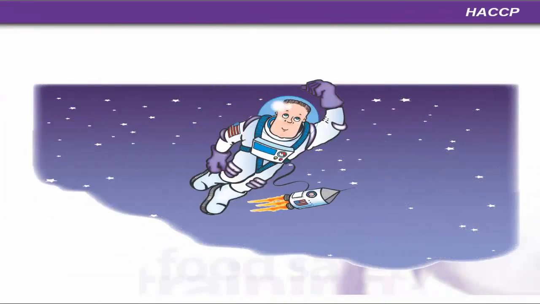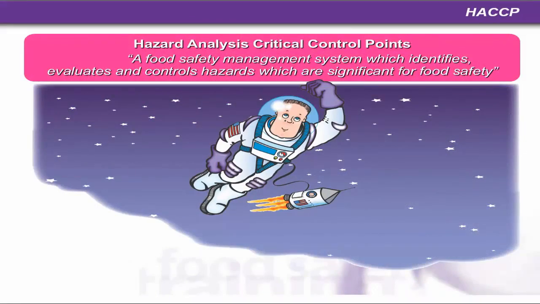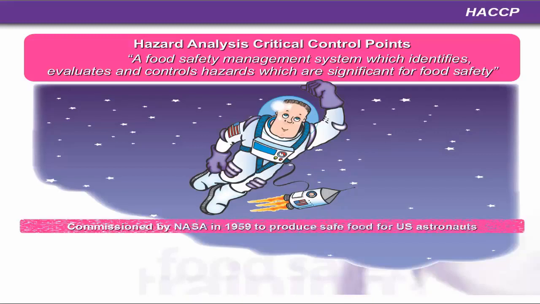So HACCP, where did it all come from? HACCP stands for Hazard Analysis Critical Control Points. This is usually more than one point. Some people say it's hazard critical control point. That's semantics. It's a food safety management system which identifies, evaluates, and controls hazards which are significant for food safety.